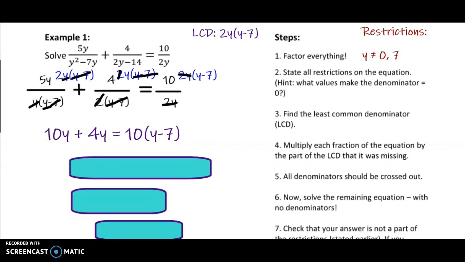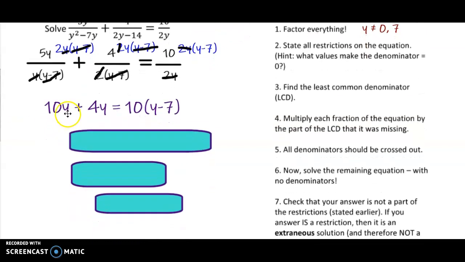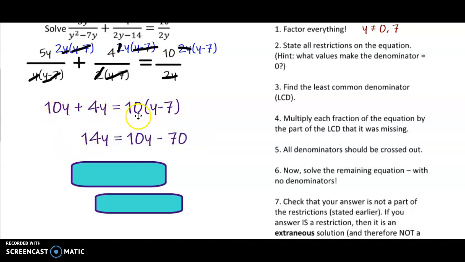And then it's just a matter of solving that equation. The whole reason for multiplying through by your least common denominator is you're turning your equation into a regular equation without a denominator to worry about. So now I'm just going to finish solving. 10y plus 4y is 14y. Distribute my 10, and I get 10 times y, which is 10y, and 10 times negative 7, which is negative 70.